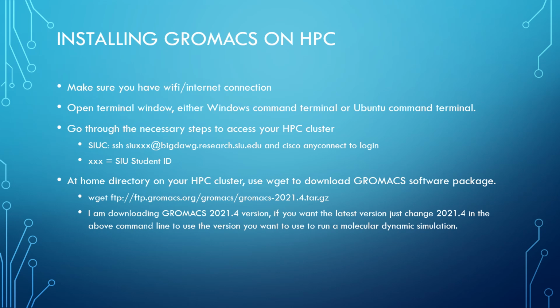Then at your home directory on your HPC cluster, use wget to download the GROMACS software package. I'm using the GROMACS 2021.4 version. If you want the latest version, just change 2021.4 to 2024.5, so you can run your molecular dynamics simulation.